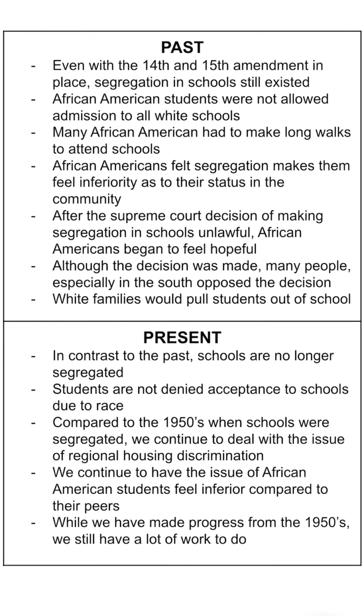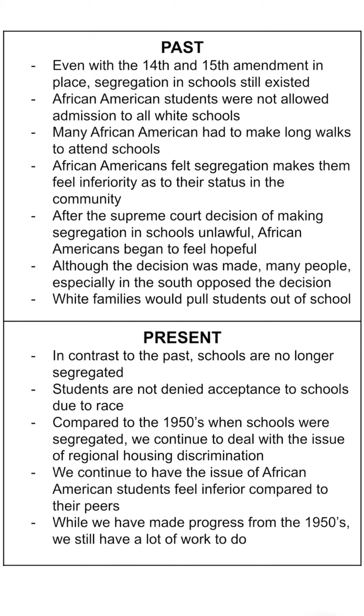Now, another piece of information that I wrote down was African American students were not allowed admission to all white schools, as well as many African American students had to make long walks to attend schools. These 2 points were from the article that we read, that we summarized and underlined these main points. These main points will help us understand more about this certain historical event. Those are a few points from my past section. Now let's move on to the present section.